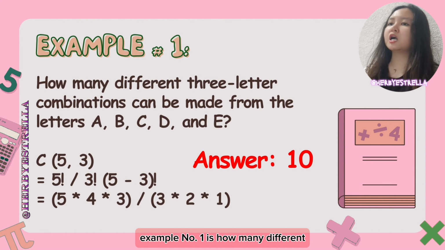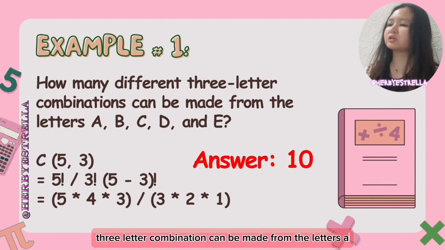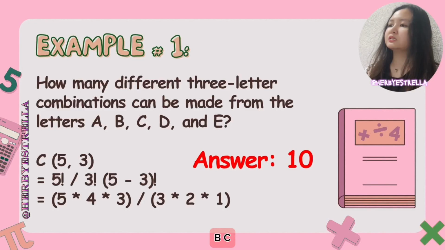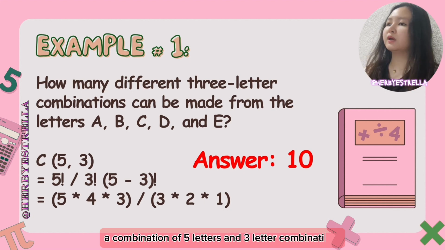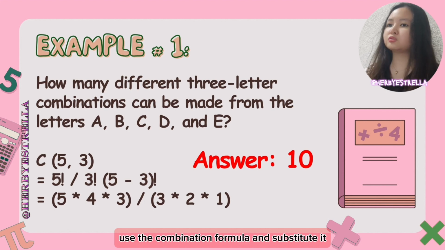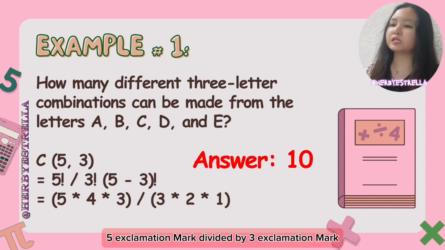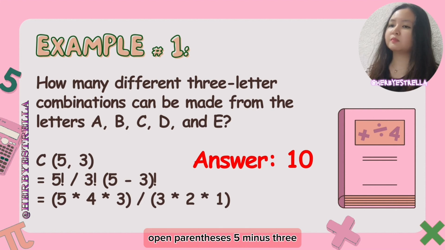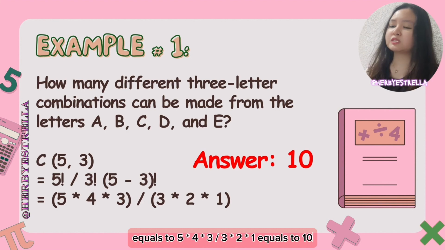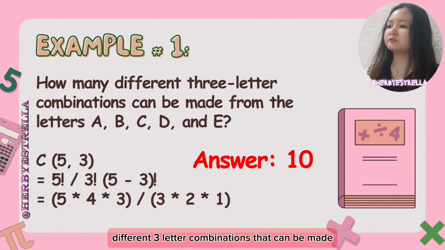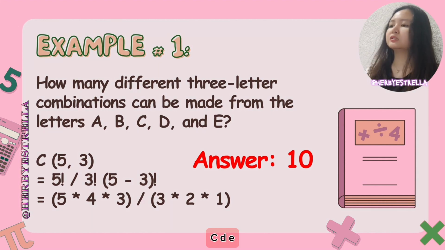Example number 1: How many different 3-letter combinations can be made from the letters A, B, C, D, and E? This is the combination of 5 choose 3, or 5 letters taken in 3-letter combinations. Use the combination formula and substitute it. 5! divided by 3!(5 minus 3)! equals 5 times 4 times 3 divided by 3 times 2 times 1, which equals 10. So there are 10 different 3-letter combinations that can be made from the letters A, B, C, D, and E.